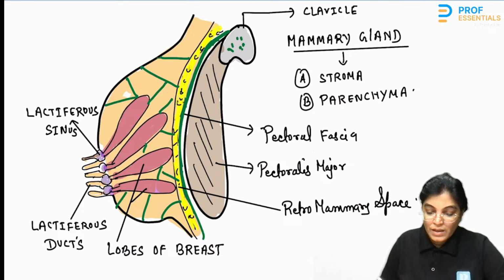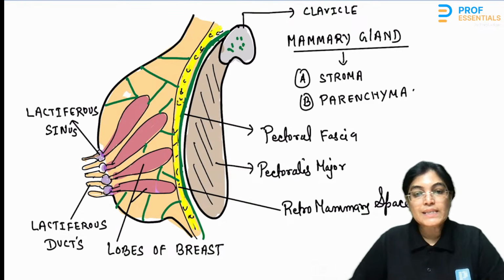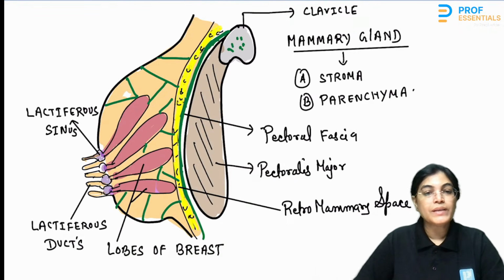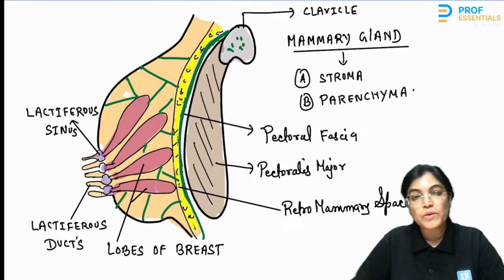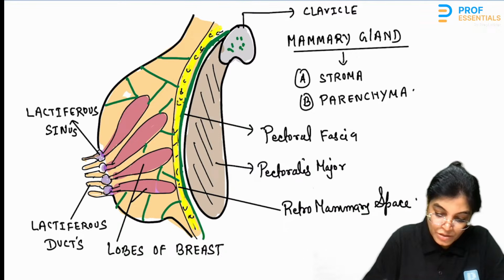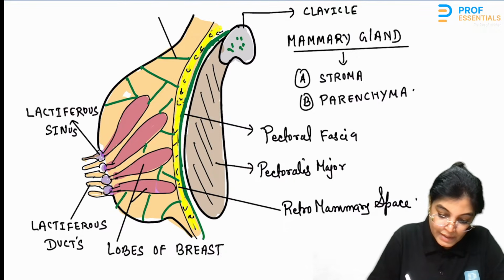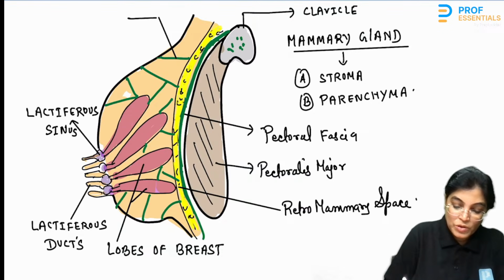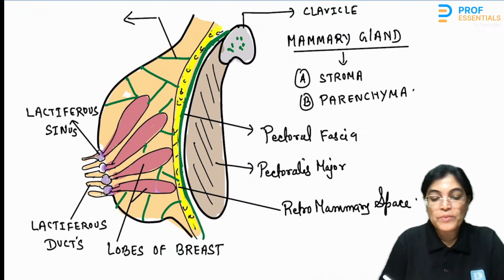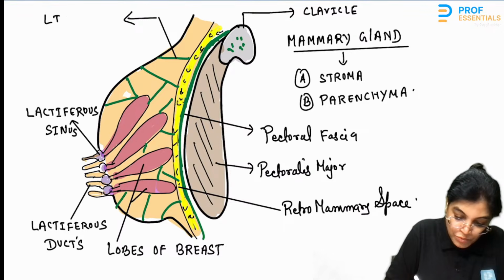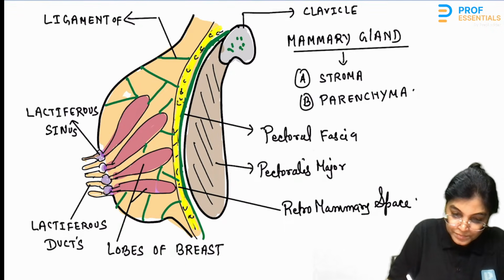Okay. And so we can see the lactiferous sinus, we can see the lactiferous ducts, we can see the lobes of the breast, and the very important structure, which is the supporting network in green color inside the breast, supporting the parenchyma of the breast, is the Cooper's ligaments. That is the ligament of Cooper.